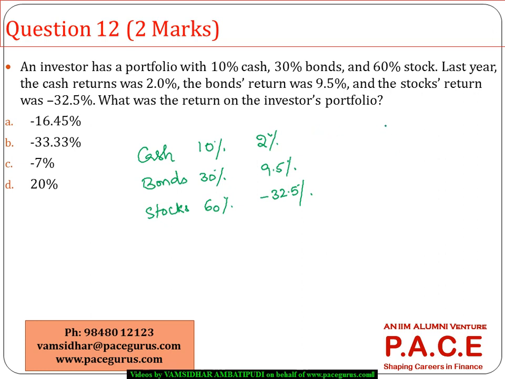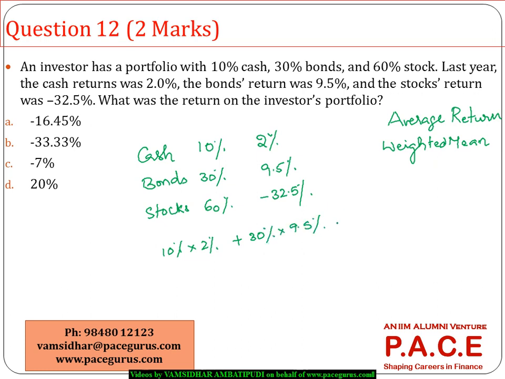Which is nothing but the net average return. Average return here is a weighted average. The weighted mean is what is suited very well to this kind of requirement. So my average return is nothing but 10% into 2% plus 30% into 9.5% plus 60% into minus 32.5%. Whatever we get should be our solution.